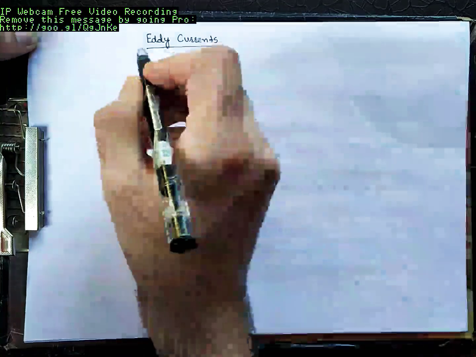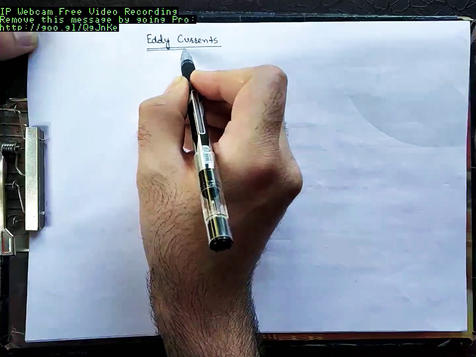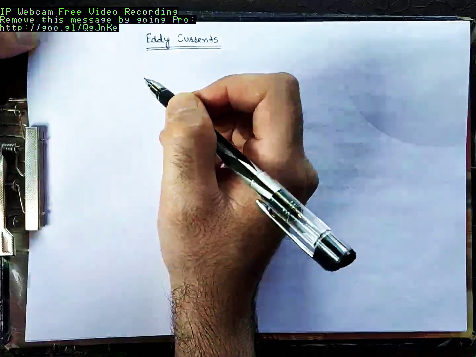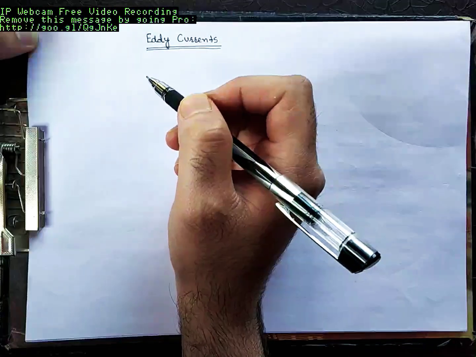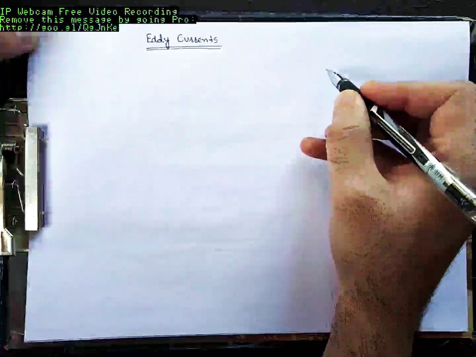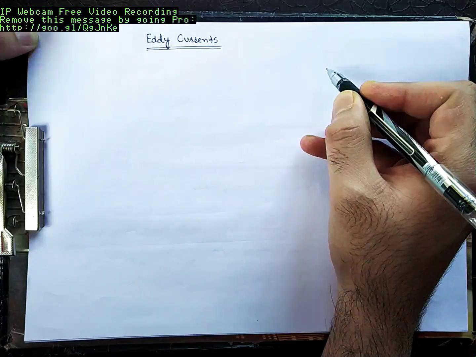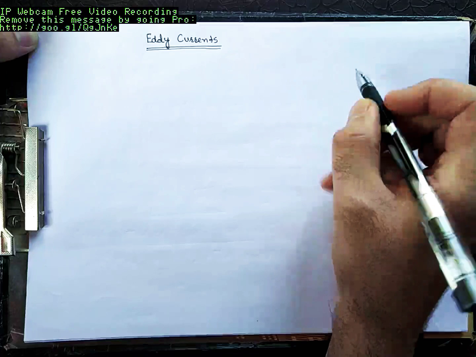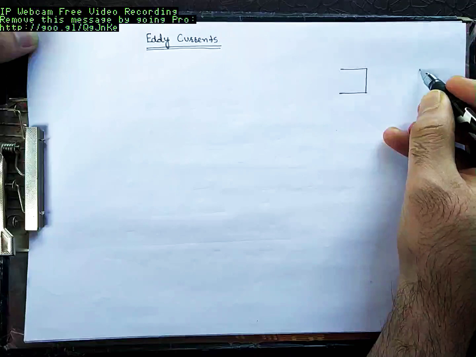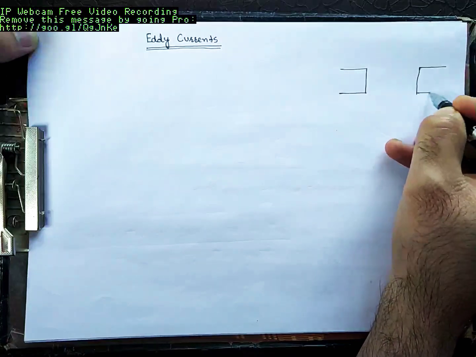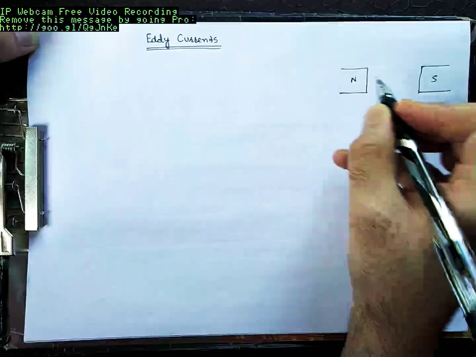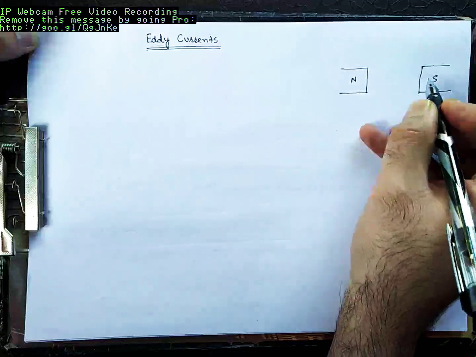But currents can also be induced in the bulk materials. What I mean to say by bulk materials is this. Let us suppose we have a magnetic field over here. Say we have north pole on this side and we have south pole on this side. So in between the two poles, you have a magnetic field from north pole to south pole.